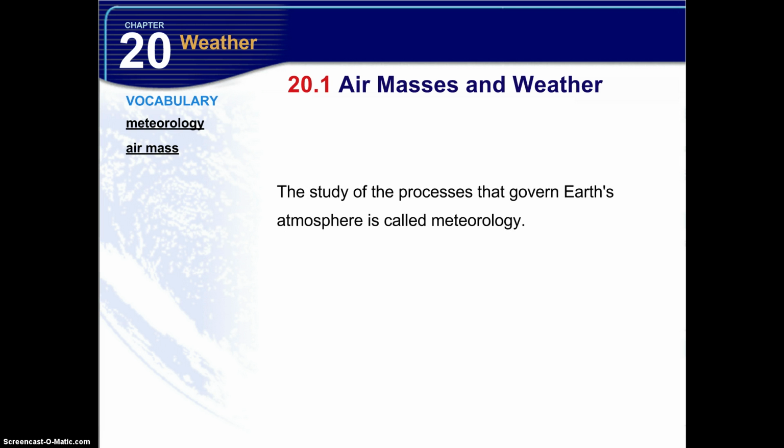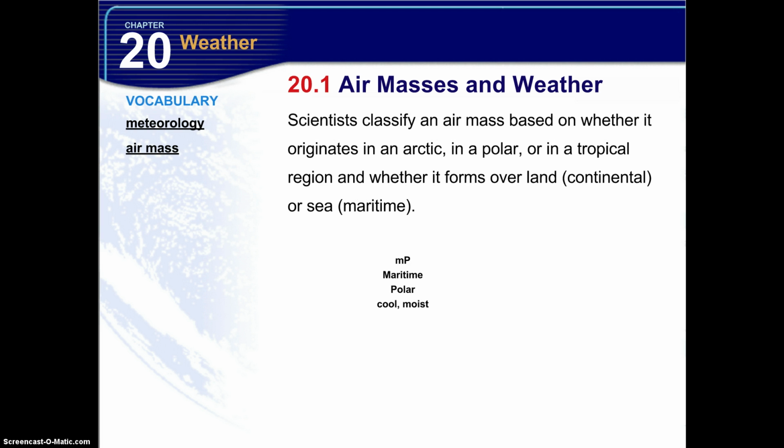So, the study of the processes that govern Earth's atmosphere is called meteorology. That's not the study of the things that fly into our atmosphere and do the meteor showers and all that stuff. Meteorology is the study of Earth's atmosphere and what happens in it and all the processes that take place. Now, scientists classify an air mass based on where it originates. There are three different places: Arctic, Polar, and Tropical.